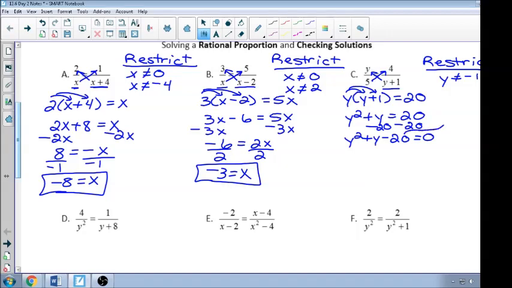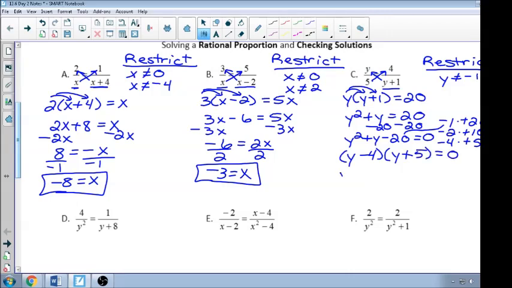So I'm going to make a factor tree of 20. 1 times 20, 2 times 10, 4 times 5. The middle term is positive, meaning my larger numbers are positive. The last term is negative, meaning that they have to multiply to a negative, so my smaller numbers must be negative. What can multiply to negative 20 and add to positive 1 is negative 4 and positive 5, so y minus 4 times y plus 5 equals 0.